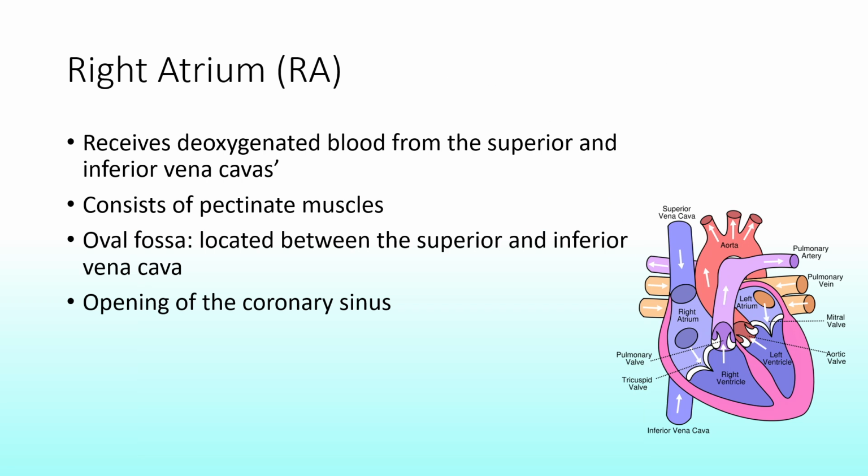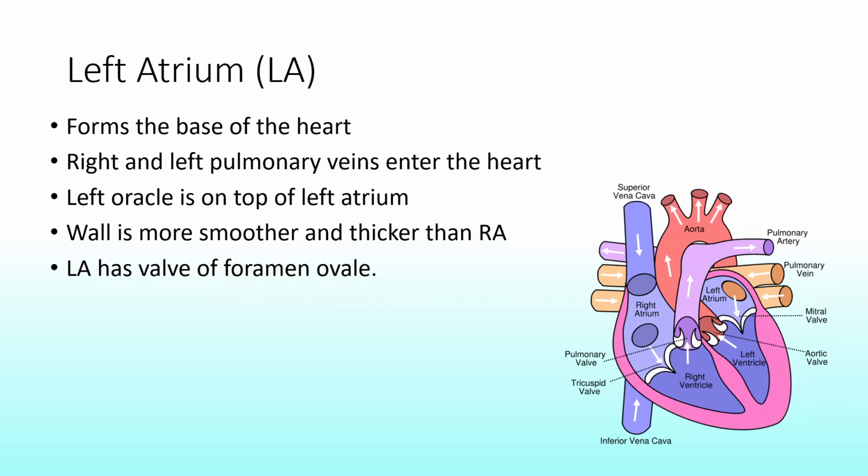So the right atrium receives deoxygenated blood, like I mentioned, and it also consists of pectinate muscles. Okay, and the oval fossa is also located between the superior and inferior vena cava, and the opening of the coronary sinus is also found here. For the left atrium, it forms the base of the heart. So the right and left pulmonary veins enter the heart. The left auricle is on top of the left atrium.